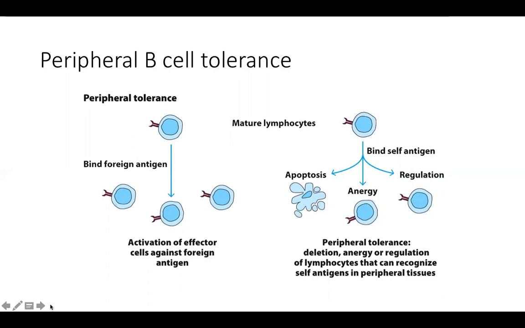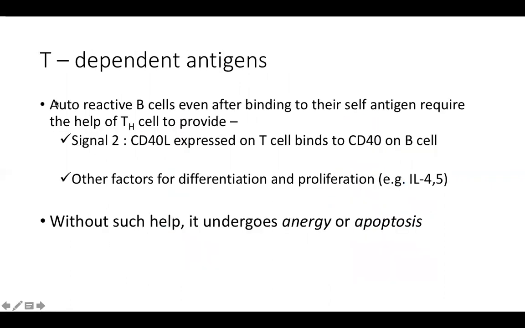So here what I meant to say is that the peripheral mechanisms of B cell tolerance are also helped by peripheral T cell tolerance. How? Because of T dependent antigens, right? Many autoreactive B cells, even after binding to the self antigen, especially whichever peptides they bind, need the T helper to bind. Okay, so T helper, I didn't bring that picture, but you remember that picture. Okay, I will show you that picture.